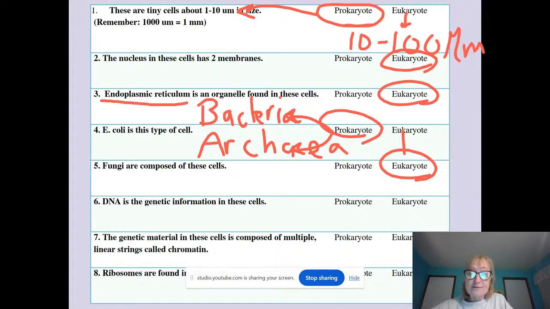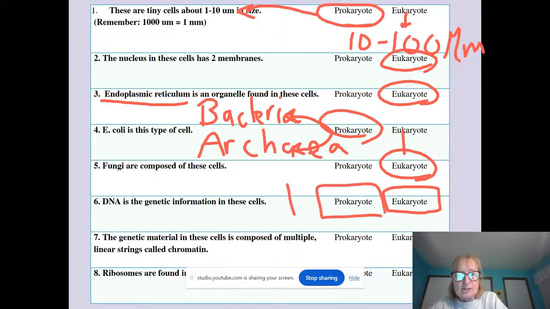DNA is the genetic information in these cells, and the genetic material in these cells is composed of multiple linear strings called chromatin. DNA is the genetic information in these cells. Well, obviously, eukaryotes fall into that category for sure. We have DNA. What about prokaryotes? Did they have DNA? Yes. This is a trick question. The hereditary information for all living things is DNA. So prokaryotes and eukaryotes have DNA.